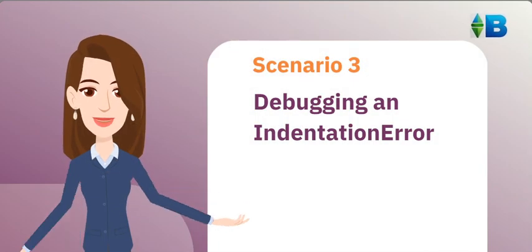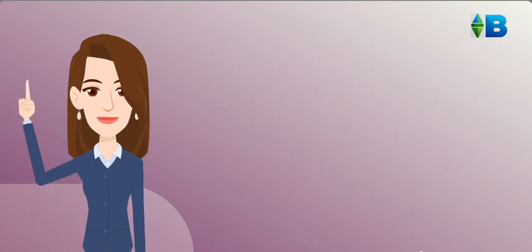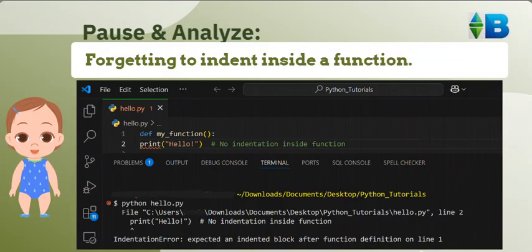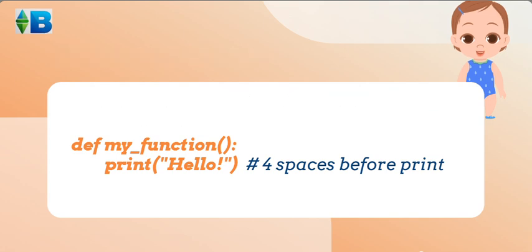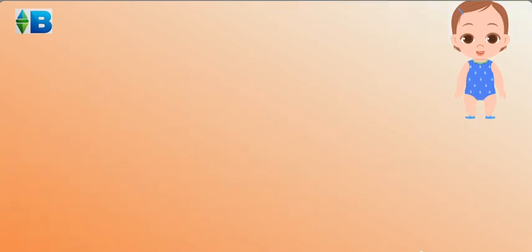Debugging an indentation error. Pause and analyze. Did you forget to indent inside a function? If the answer is yes, you need to add spaces before the print function to fix the indentation error, like how it is shown below, by adding 4 spaces or 1 tab.